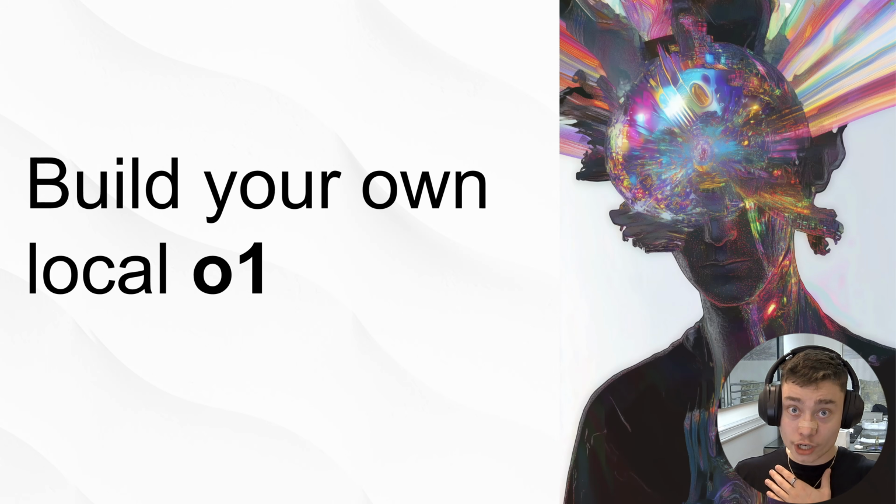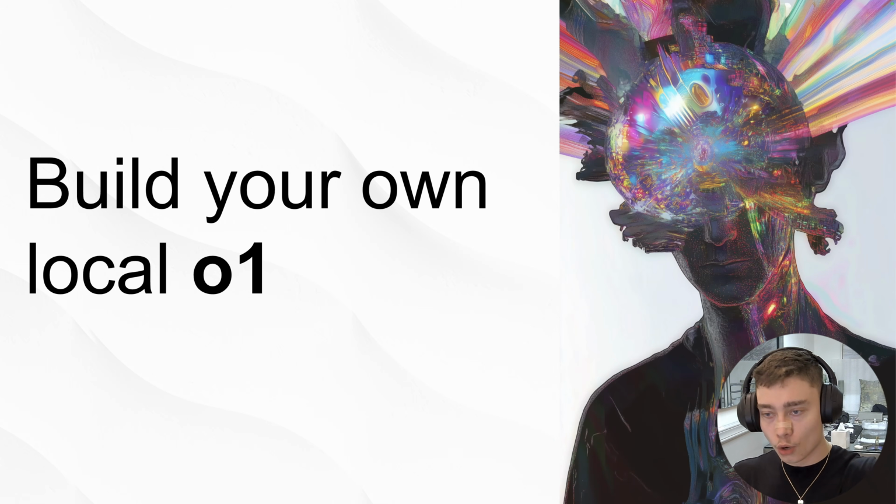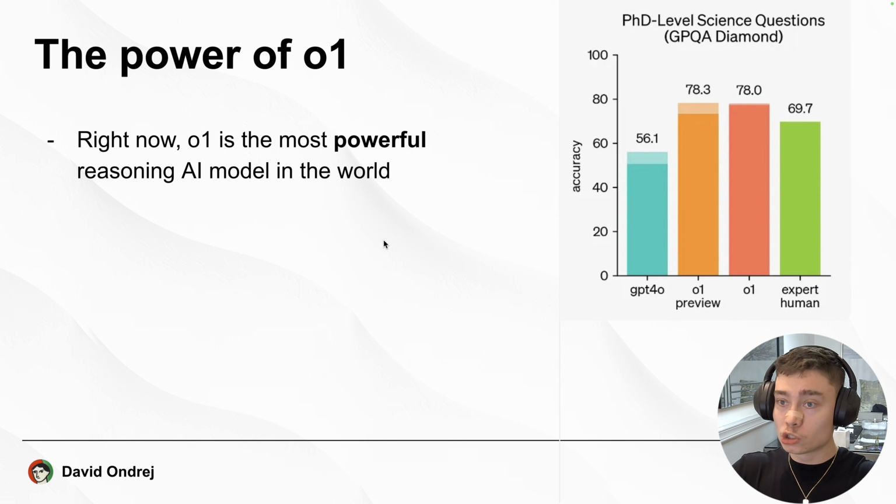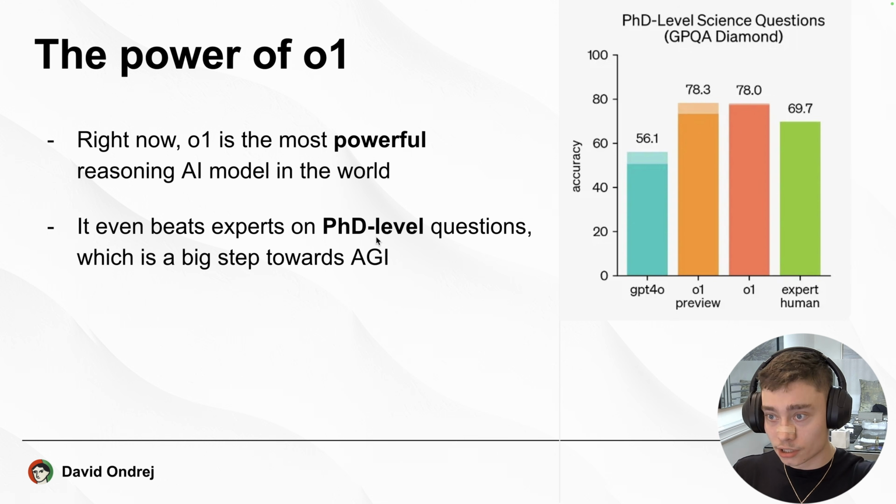My name is David Ondrej, and here is how to build your own local O1. So here's the power of O1. Right now, it is the most powerful reasoning AI model in the world. It even beats experts on PhD level questions, as you can see on the image on the right, which is a big step toward AGI.